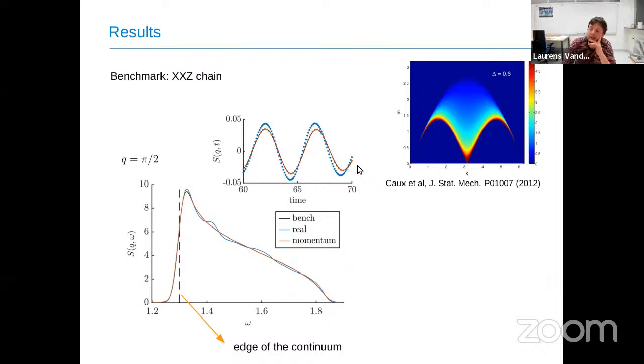And again, in the line shape of your spectral function at this momentum cut, using your momentum space window, you get very nice results, whereas the real space version gives you some kind of artifact that you don't want. And this was at a bond dimension of 100, I think. So again, at a very low bond dimension, you get very nice results using this momentum space approach.